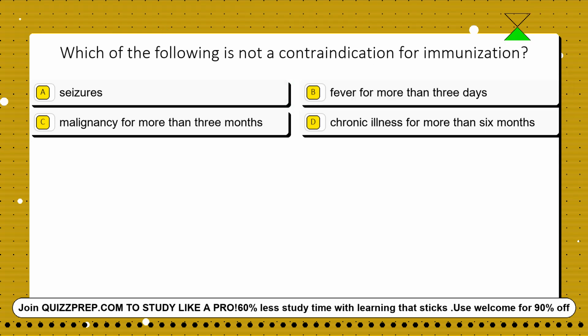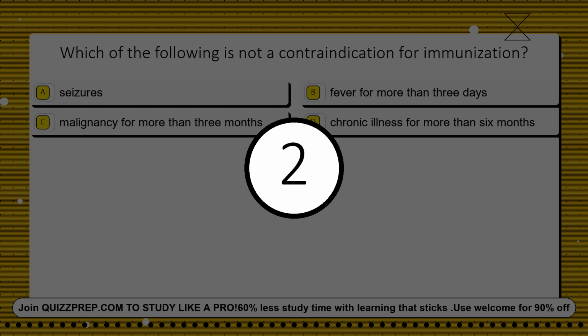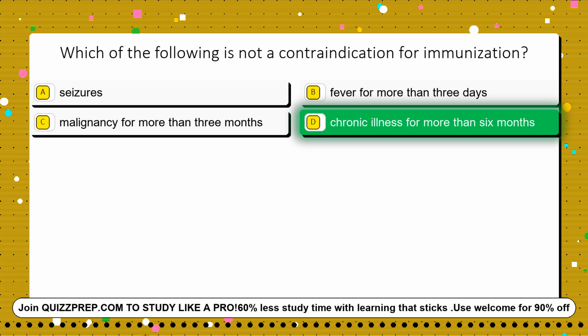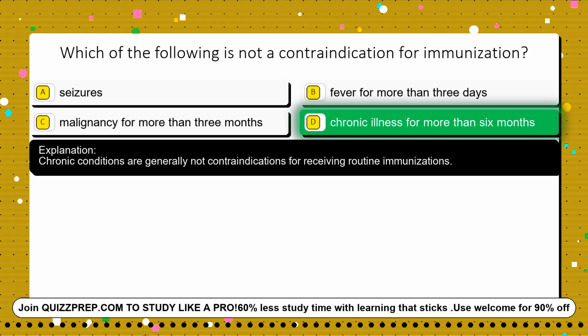Question 66. Which of the following is not a contraindication for immunization? Option A, seizures. Option B, a fever for more than 3 days. Option C, a malignancy for more than 3 months. Option D, a chronic illness for more than 6 months. The correct answer is option D, chronic illness for more than 6 months. Chronic conditions are generally not contraindications for receiving routine immunizations.